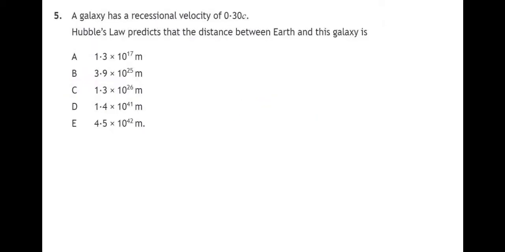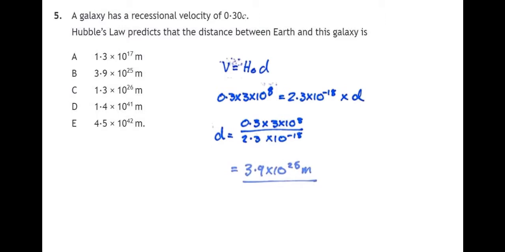Number 5. The galaxy has a recessional velocity of 0.3 c. Hubble's law predicts that the distance between Earth and this galaxy is... So, Hubble's law, v equals H0 d. v is 0.3 times the speed of light, so 0.3 times 3 times 10 to the power of 8. H0 is Hubble's constant, which we can get from the data sheet. So just rearrange that, and we get a value of 3.9 times 10 to the power of 25 meters. Answer B.